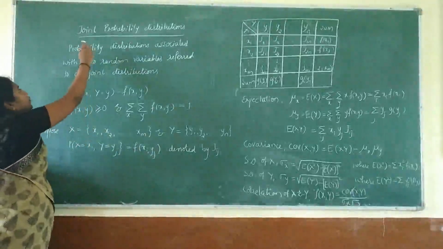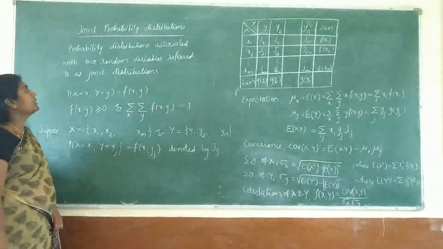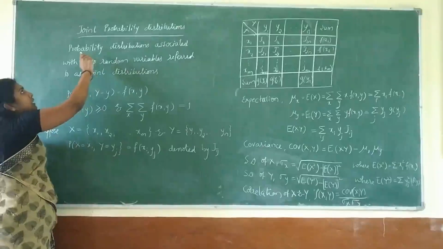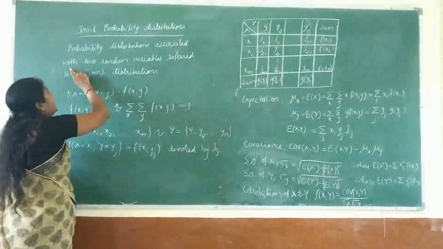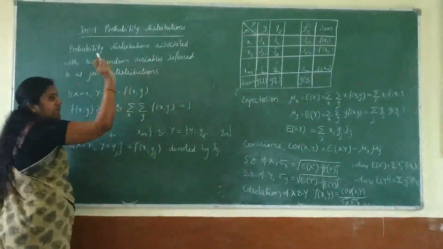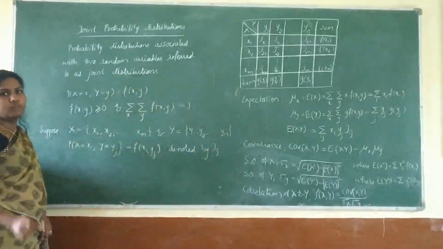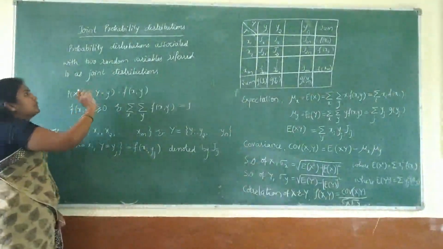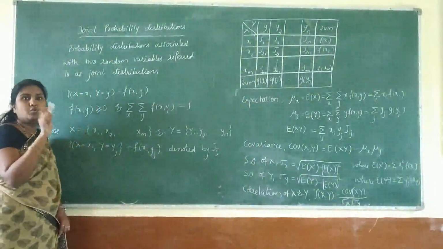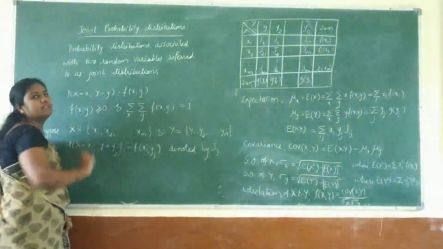Okay, next the fourth model, fifth model, joint probability distribution. Let us know the definition of probability distribution associated with two random variables x, y, referred to as joint distributions. Means if it is only single x and single y, it is probability distribution only. Here we are taking two random variables, therefore it is called joint distribution.